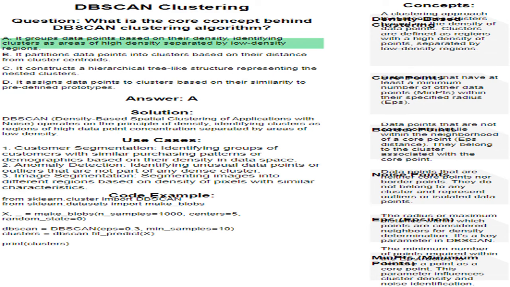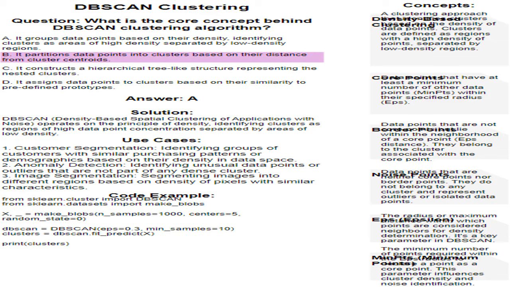A. It groups data points based on their density, identifying clusters as areas of high density separated by low density regions. This statement accurately describes DBSCAN's core concept. It identifies clusters as regions where data points are densely packed together, separated by areas with fewer data points. This is evident in the solution section, which states DBSCAN, density-based spatial clustering of applications with noise, operates on a principle of density, identifying clusters as regions of high data point concentration separated by areas of low density.